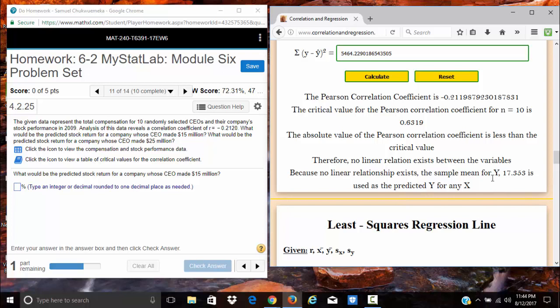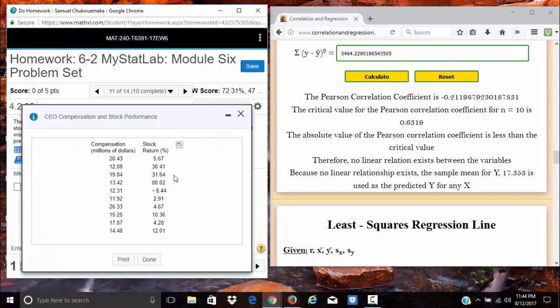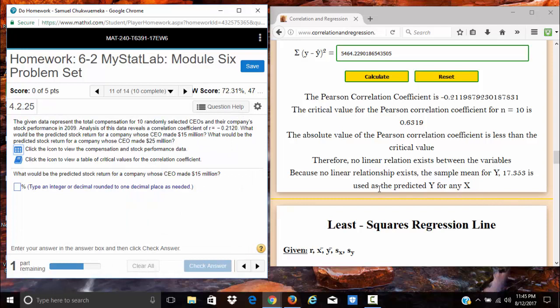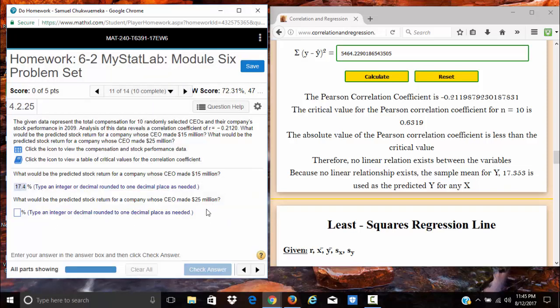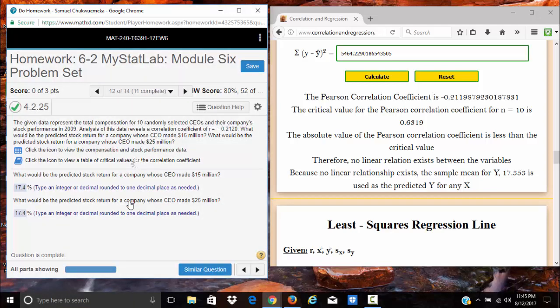So when they ask you for the predicted y, you just use the sample mean for y. Just add up the y values and divide by 10. You use the sample mean as the predicted y for any x. So the answer here, to one decimal place, would be 17.4. And even for 25 million, for any x, use the same predicted y, 17.4.